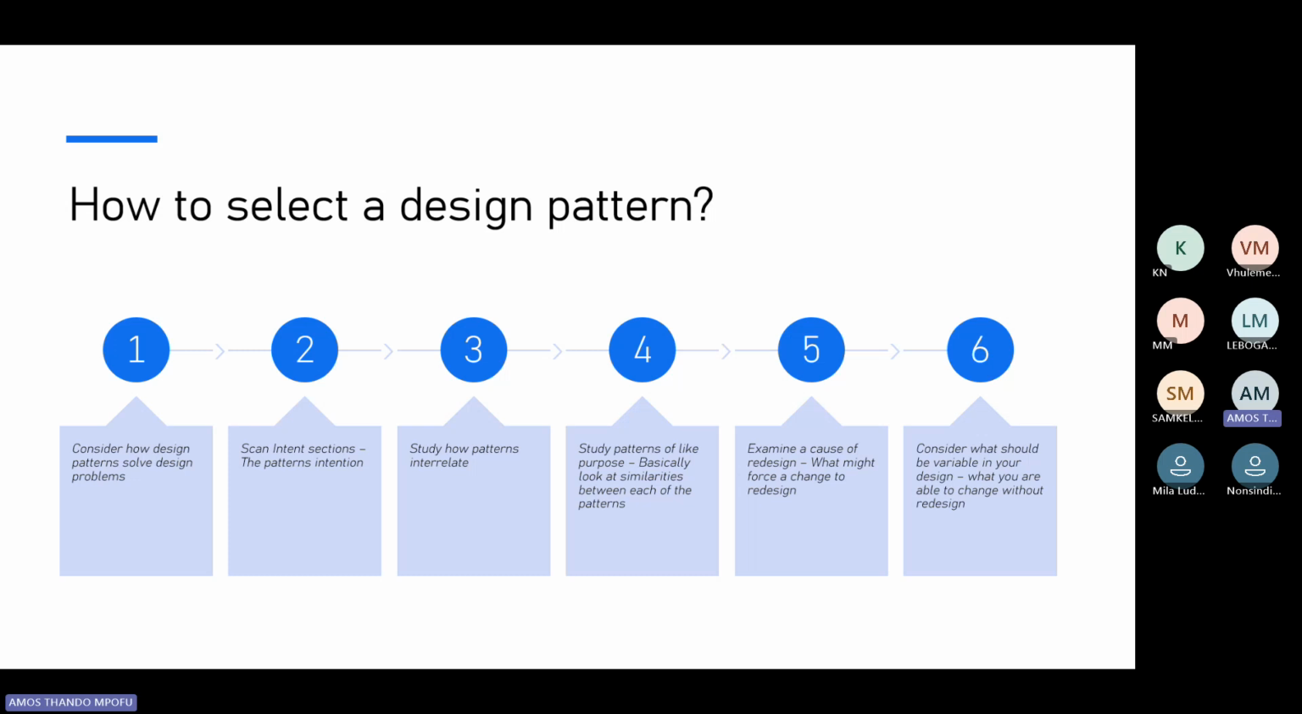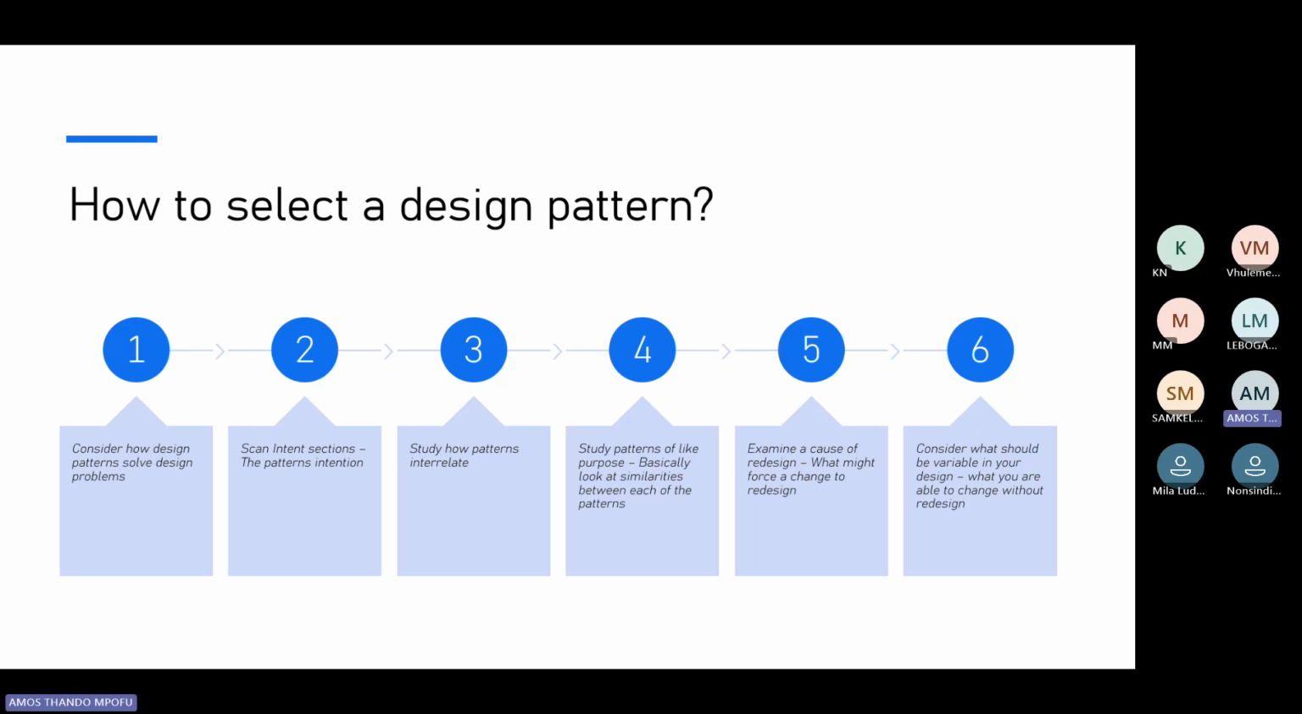And then we have: study how the patterns interrelate. We talked about that. How are they related? For example, we have the factory and then we have the abstract factory. How are those two related? You need to understand the interrelation, how they are related to one another, so that you don't confuse them. The main goal here is so that you don't confuse yourself.